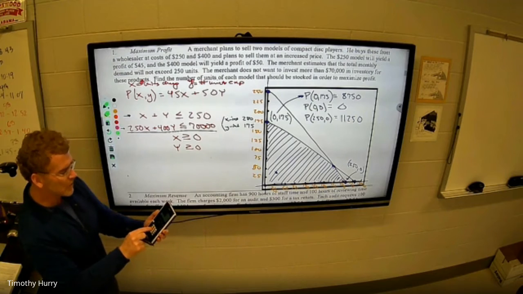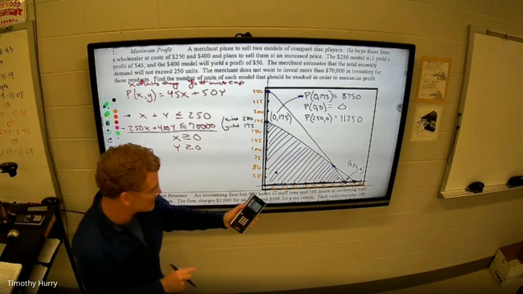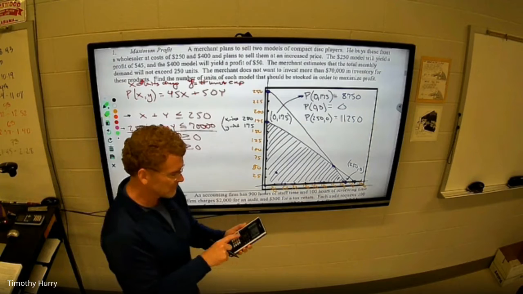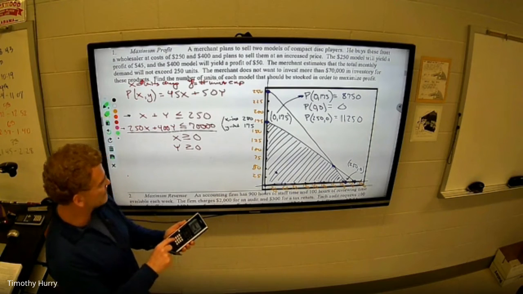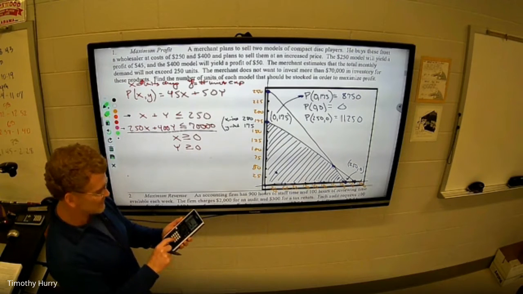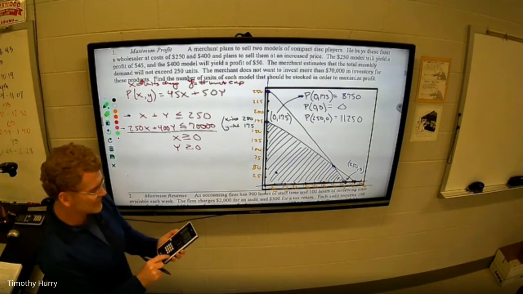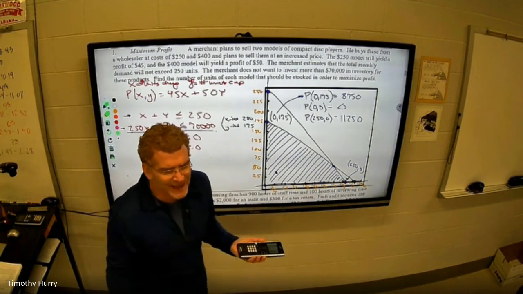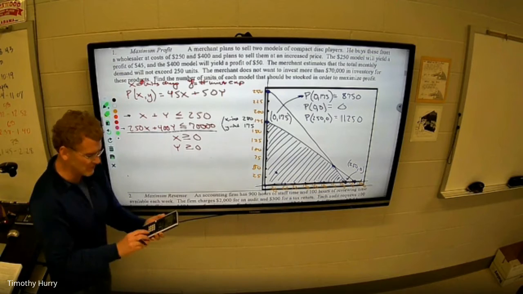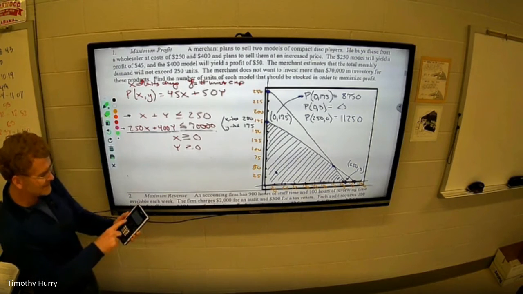But go to window and I'm going to go window settings. I'm going to change the X from 0 to a maximum of 300. And I'm going to change the Y from 0 to a max of 250. And you can change the scale to reflect that, but I don't care. I'm going to let my calculator solve. Okay. Then I'm going to hit tab.